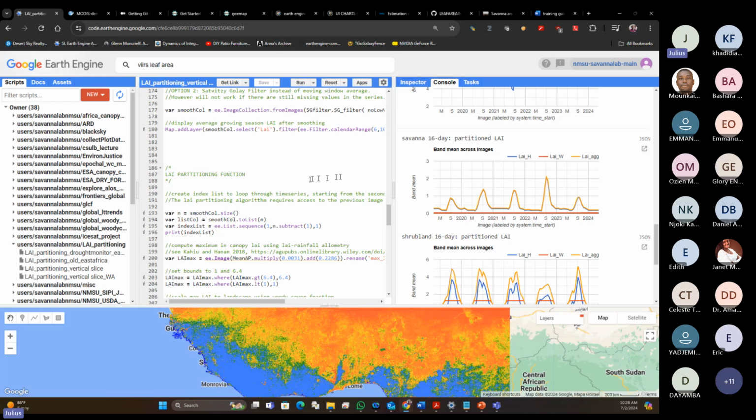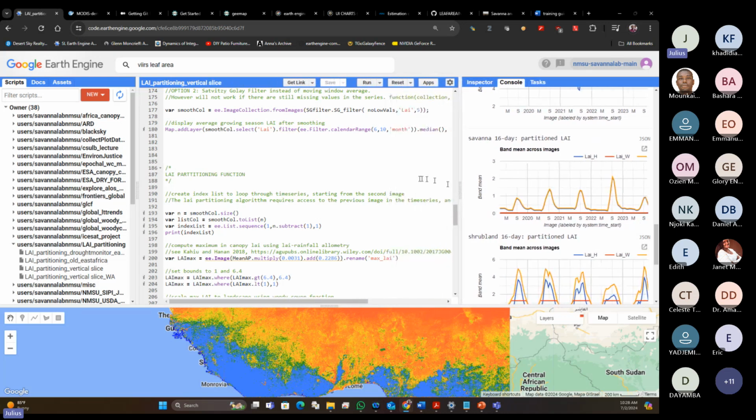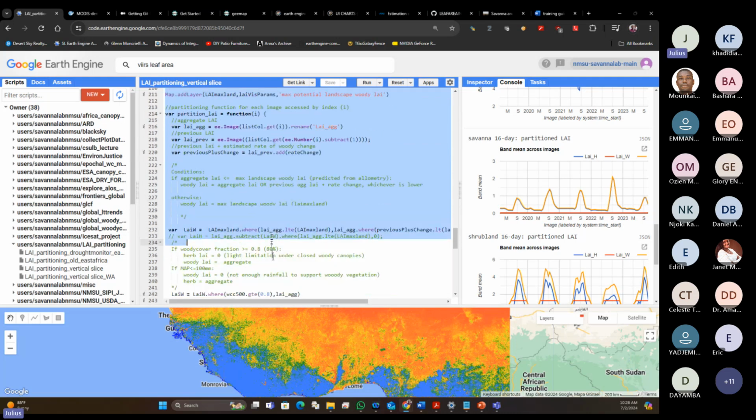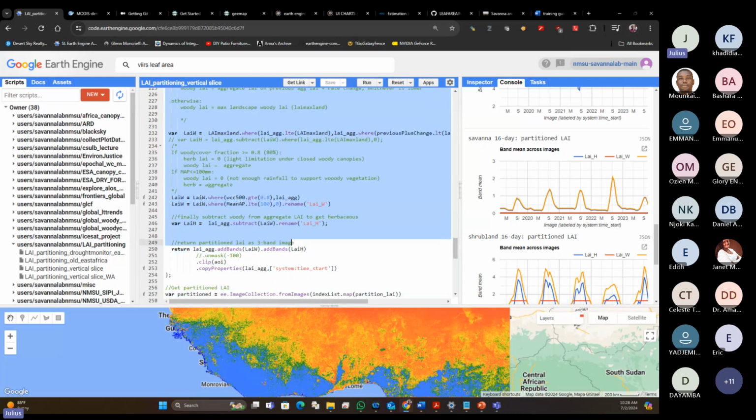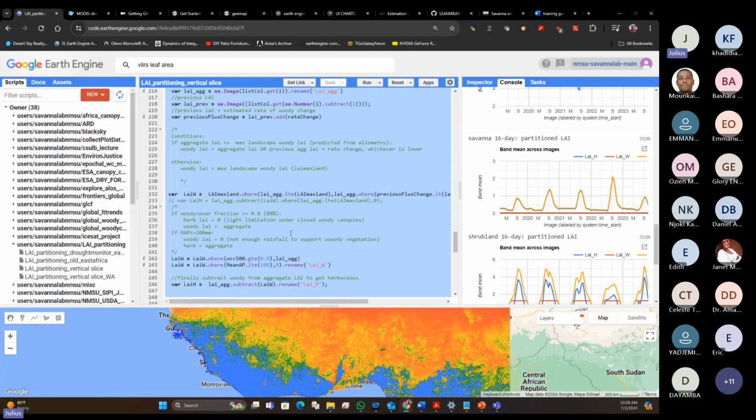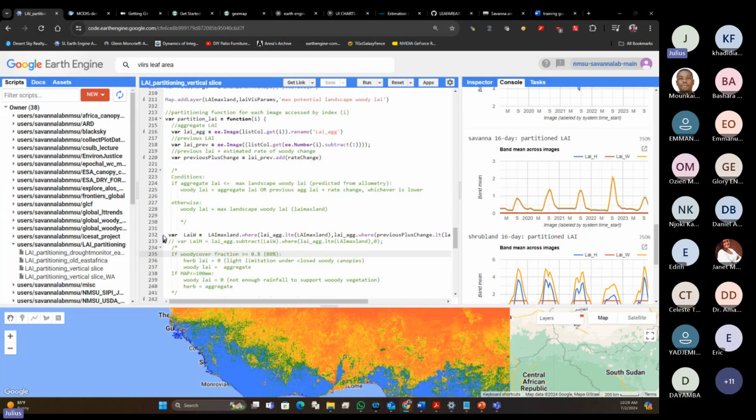So after performing the smoothing, it is when we apply the algorithm. All of this code here, without going into details, is basically applying all the steps that Njoki explained in her presentation: the allometry to derive the maximum potential landscape LAI. That is what we call here the max LAI.